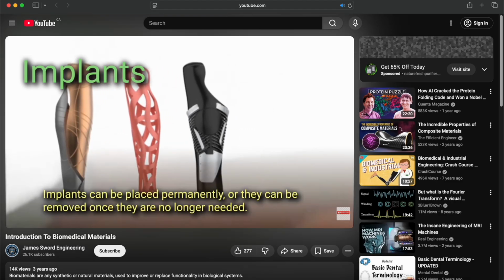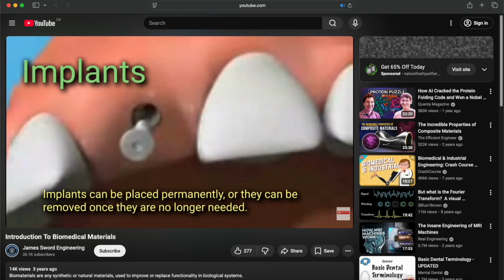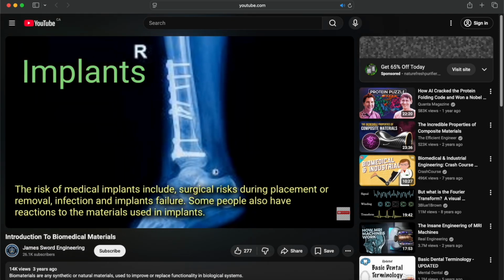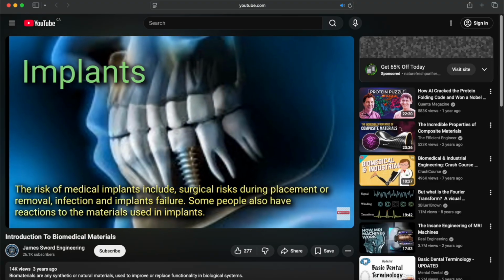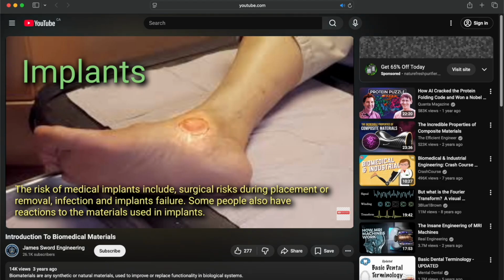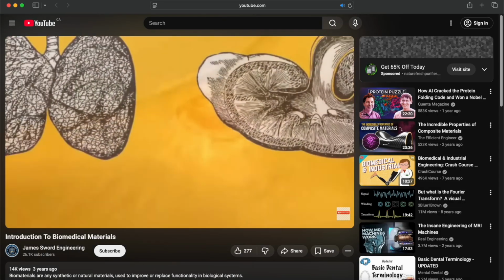Implants can be placed permanently, or they can be removed once they are no longer needed. The risks of medical implants include surgical risks during placement or removal, infection and implant failure. Some people also have reactions to the materials used in implants.